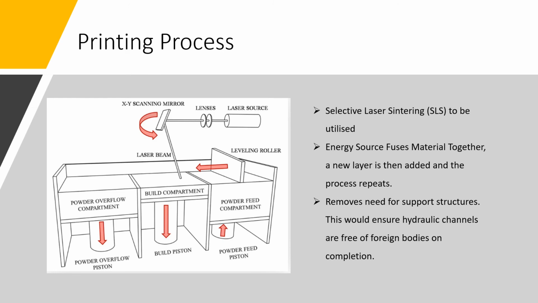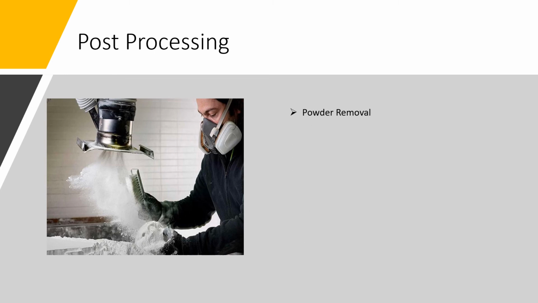By utilizing SLS, the concern with the support structures is removed. This is due to the unfused feedstock material acting as support structures. This will guarantee the channels of the manifold are free of any foreign matter. When utilizing the SLS printing technique, the final product will be buried in the printing powder. It is economical to spend time removing this powder and then filtering for reuse to save on future material costs.